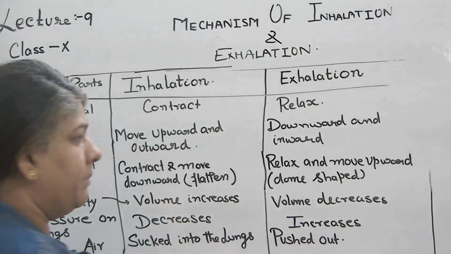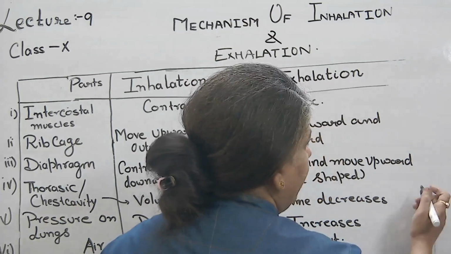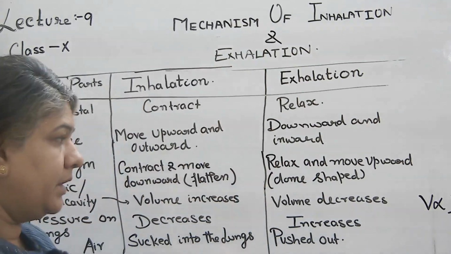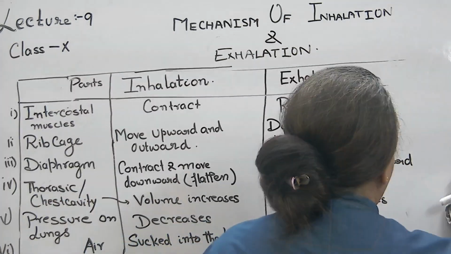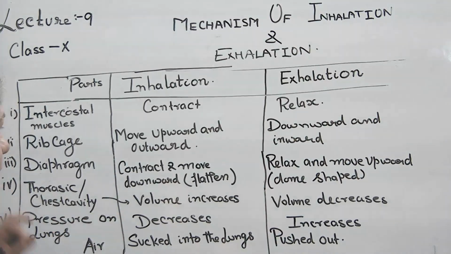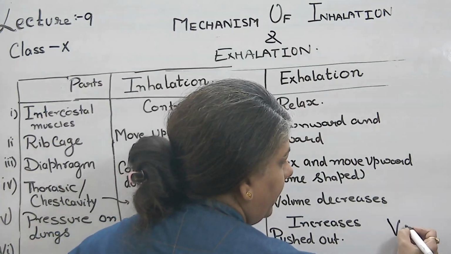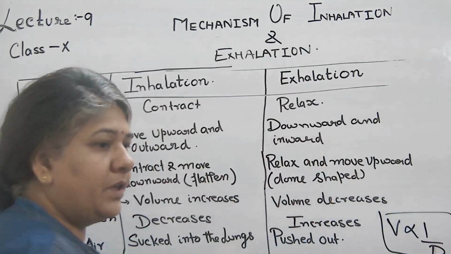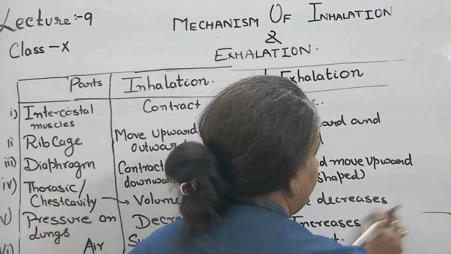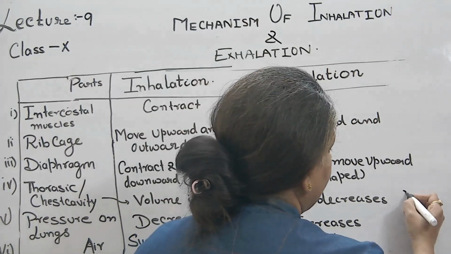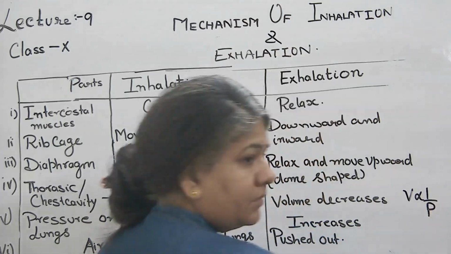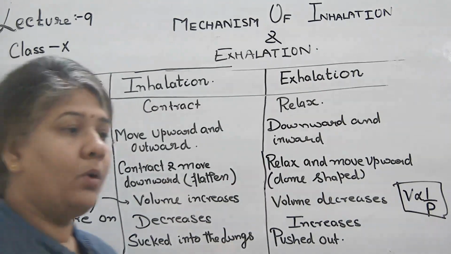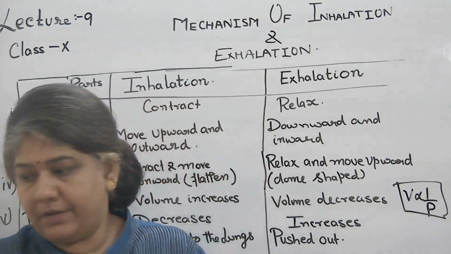So you must always remember that pressure and volume are inversely related. This is an important piece of information that will help you remember these points. See, if volume increases, then pressure decreases. That is, volume and pressure are inversely related. Okay. So this is the whole mechanism of inhalation and exhalation.